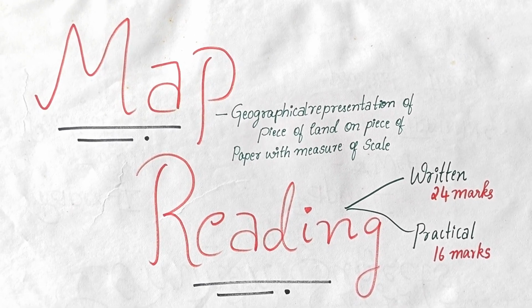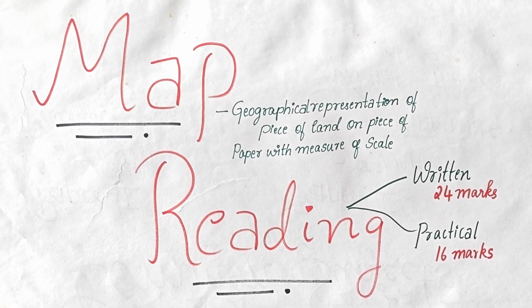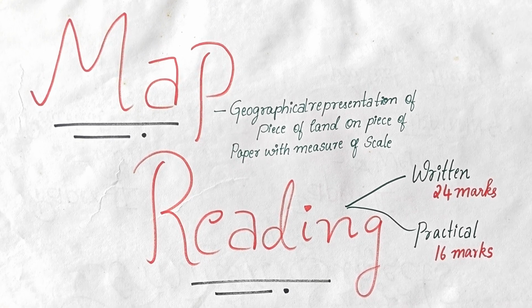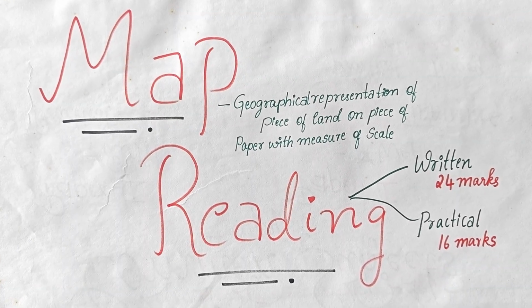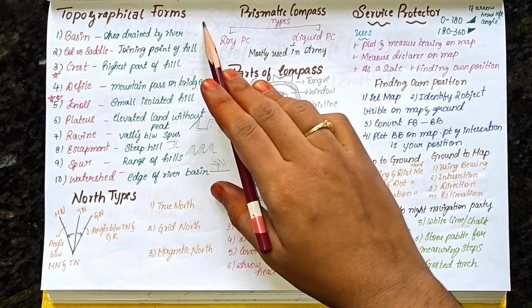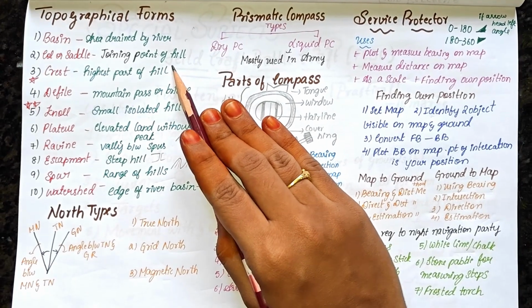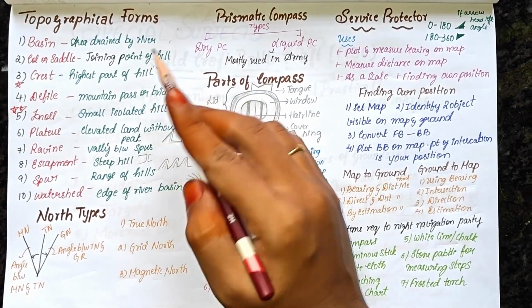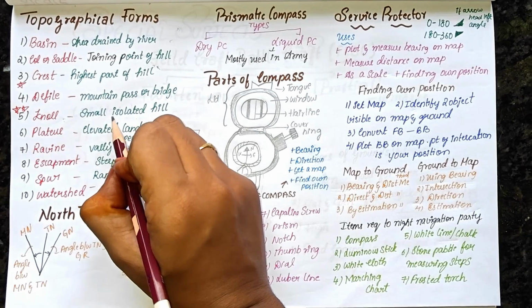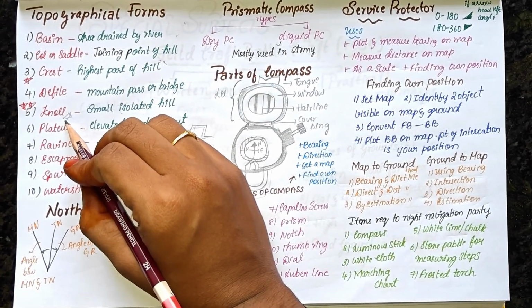Now we discuss part 2 of map reading: the topographical forms, compass and the protractor, forebearing and backbearing, types of north and finding own position. Another important topic is topographical forms. Definitely one question will be asked from the topographical forms. Most probably Nala, a small isolated hill known as a nala, is asked in each and every examination.